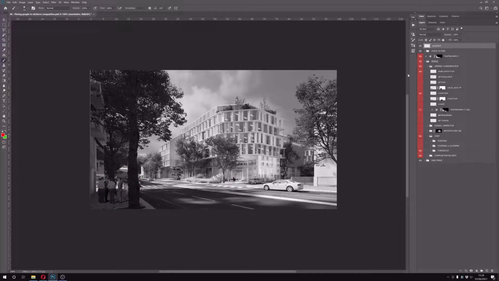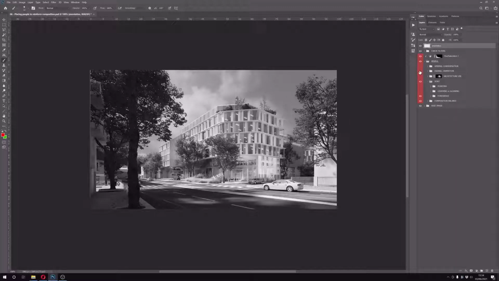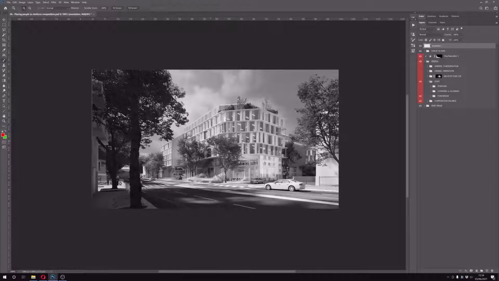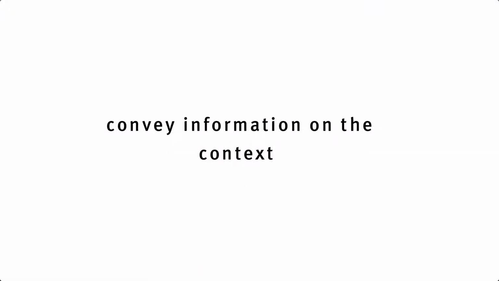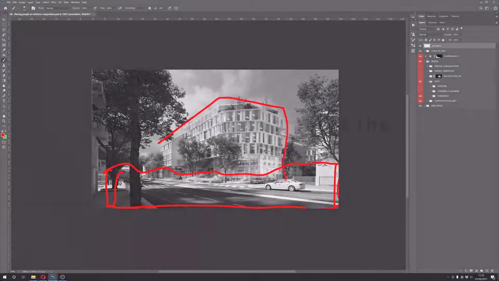So these are general considerations on people in general. Now we can have a look at this idea of what you can do with people. What is interesting is that there are two aspects. The first one is you can convey information regarding the context of your image, and you can convey information regarding your own project.